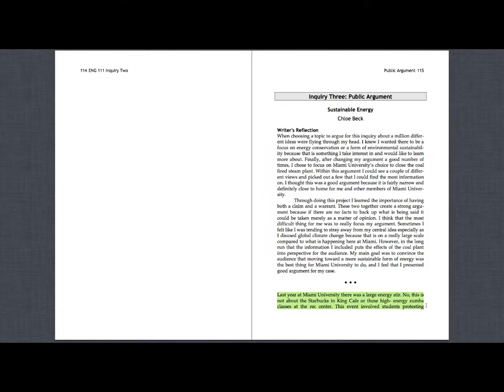So there we see that the writer's persona is going to have a little bit of a light wit about her. And also she mentions specific things at Miami University that are going to connect to Miami University students or people who are part of the Miami University community. For example, the Starbucks and King Cafe and the Zumba classes at the rec center. This introduction shows a very specific audience.